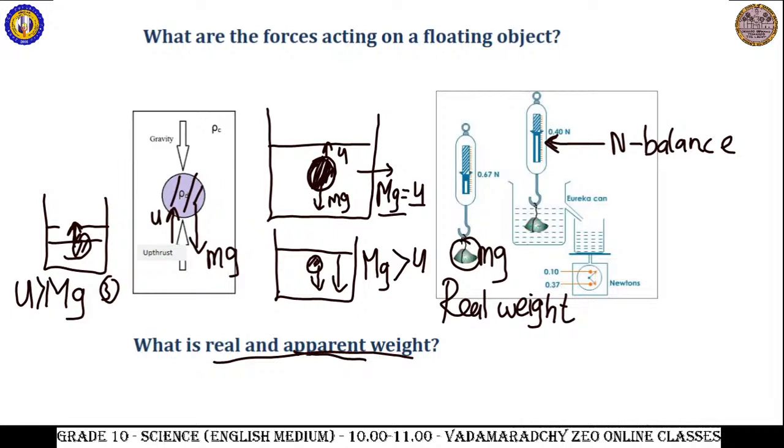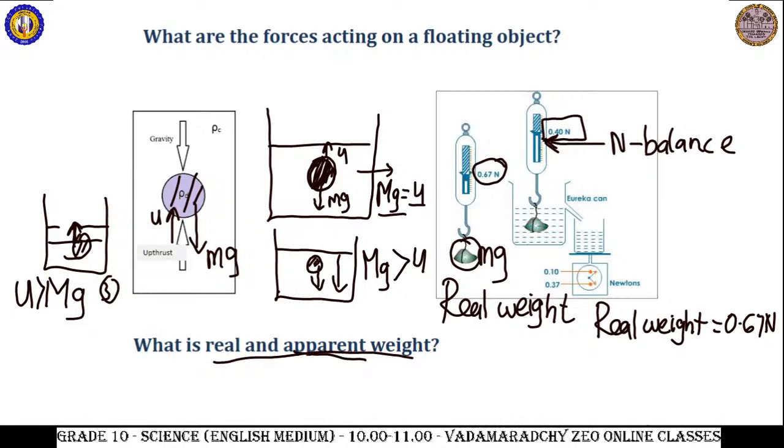Now if you see this object, first we weigh the stone in air. We get the weight as 0.67 Newton. So we can say the real weight of the object is equal to 0.67 Newton. But in the second instance, the Newton balance reading is 0.4 Newton. Why this reduction?